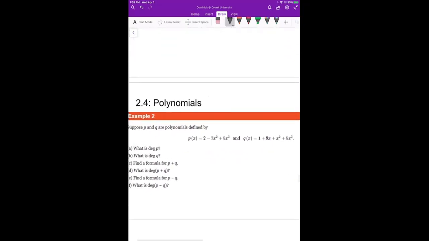Okay. So here we're given these two polynomials, P and Q. And first we want to know what the degree of P and the degree of Q are. Well, the degree is just the highest exponent. So if we look at P, it looks like our highest exponent is 3. So that's the degree of P. And the degree of Q, again, the highest exponent there is 3. Okay. And in part C, we want to add these two things.